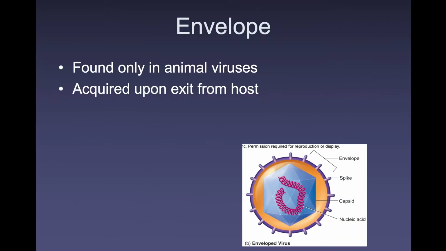Animal viruses, as mentioned, can contain these envelopes as well. As mentioned already, they are acquired upon exit from the host, and we'll look at how this happens in a little bit more detail shortly. This, as you should note, has those glycoprotein spikes that are embedded in the envelope itself, and the envelope surrounds that nucleocapsid on the inside.